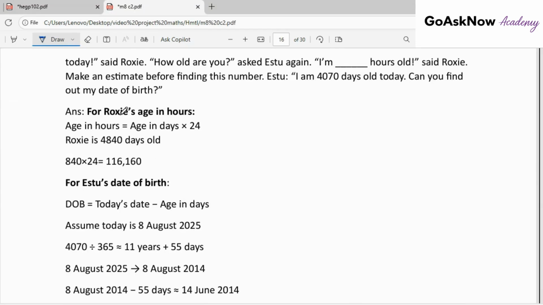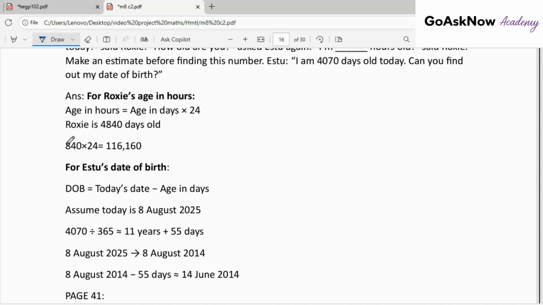Here, for Roni's age in hours, age in days into 24: 4,840 days old, which is 4,840 into 24, which is equal to 1,16,160. That means we'll have to calculate 4,840 into 24, which is equal to 1,16,160.